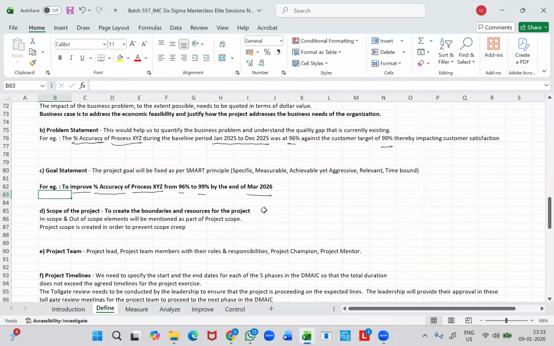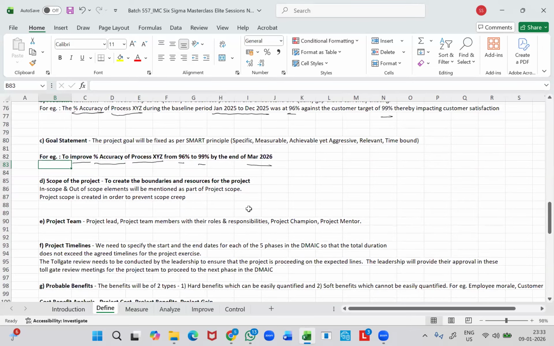And then the scope of the project is all about creating boundaries and the resources we are going to consider for the project exercise. So we will specify the in-scope and out-of-scope elements. We would have performed the CTQ drill down exercise and we would have already identified the in-scope and out-of-scope elements. So those process areas can very well be incorporated here. The project scope is basically created in order to prevent the scope creep.